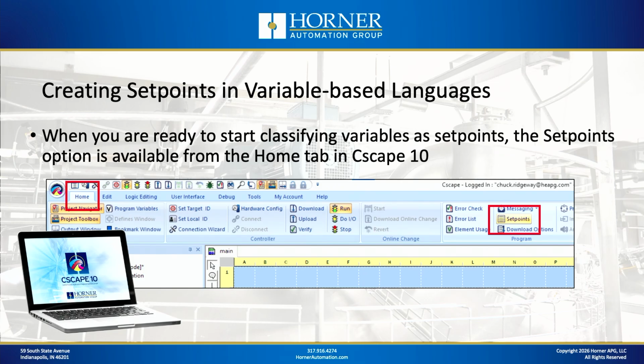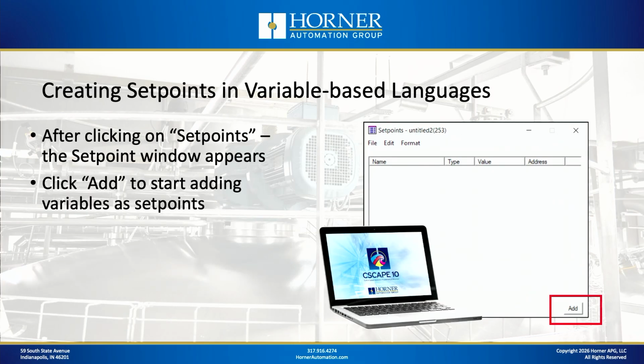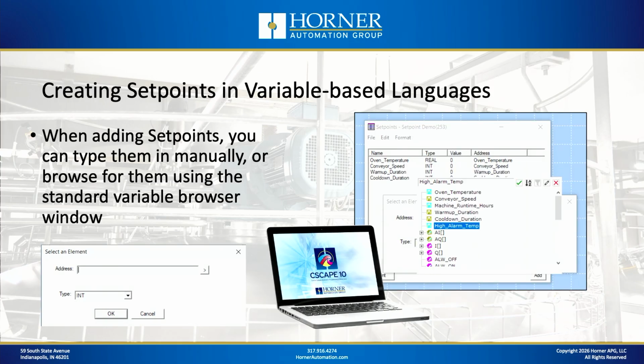All right, now, where can you find the Setpoint feature? Well, in Cscape 10, on the Home tab, you'll find the Setpoint button towards the far right. Once you press that Setpoint button, you'll get the Setpoint table dialog to pop up. Of course, initially, it's going to be blank because there are no variables that have been added yet. So you can start by pressing the Add button. And when you do that, you'll have the ability to add variables one by one to the Setpoint table.